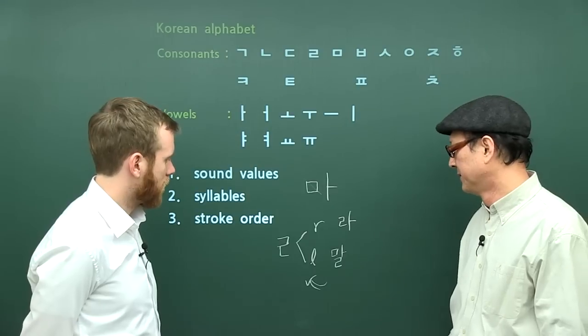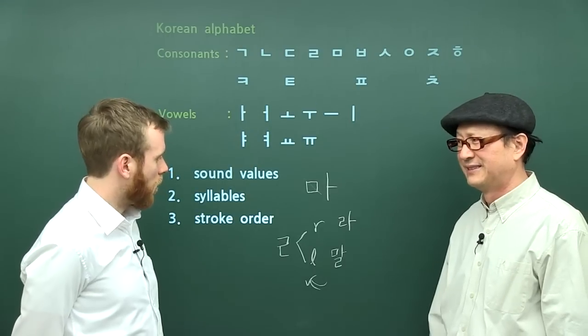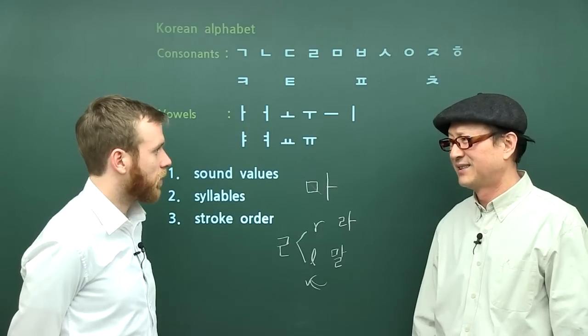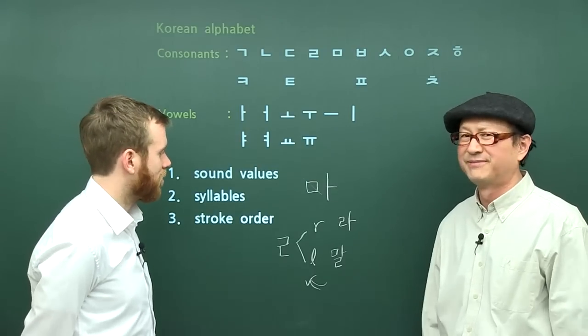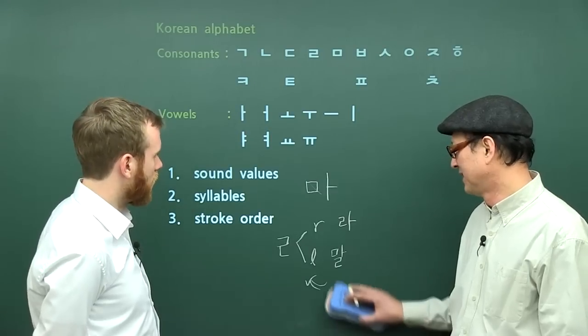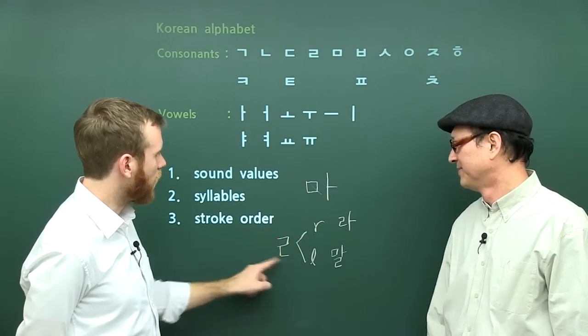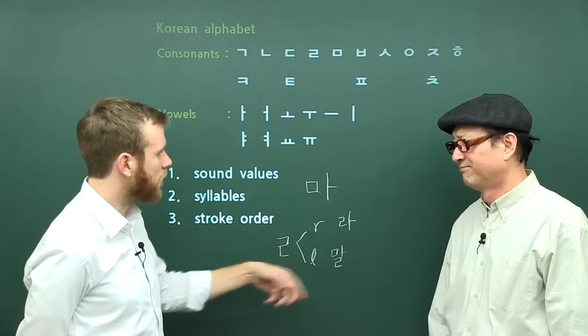Mal이 뭐예요? Mal could be a horse. It could also be a word. Or a language. 한국말. So we have ma here. So just adding the RL sound gives us a different word.